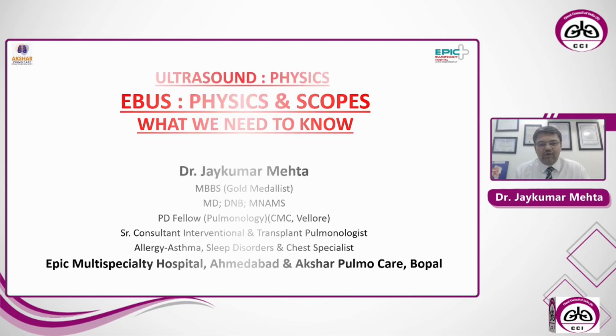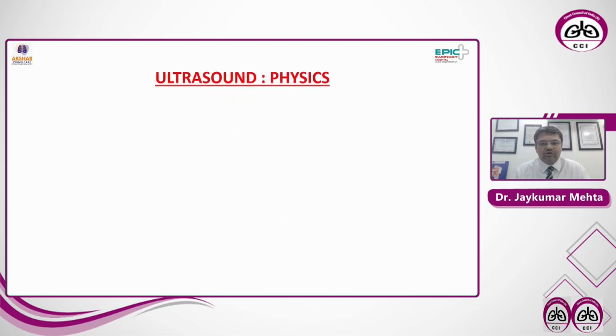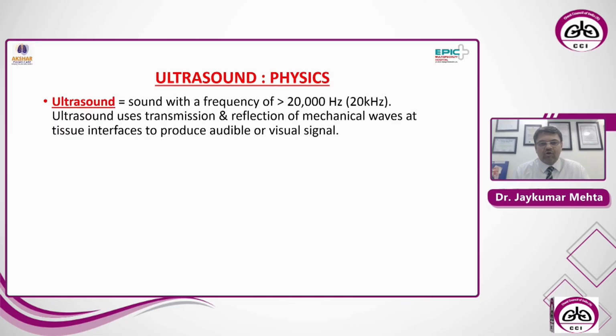So we all use EBUS. We have seen in previous chapters about the utility. But let's get a bit more theoretical and understand what EBUS actually is. Well, we all know it's a bronchoscope with ultrasound. And ultrasound is basically a sound with a frequency of more than 20,000 hertz, that is 20 kilohertz. Ultrasound uses transmission and reflection of mechanical waves at tissue interfaces to produce an audible or visual signal.